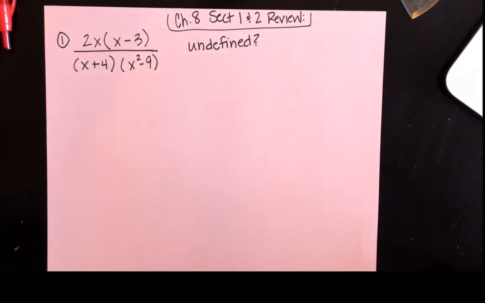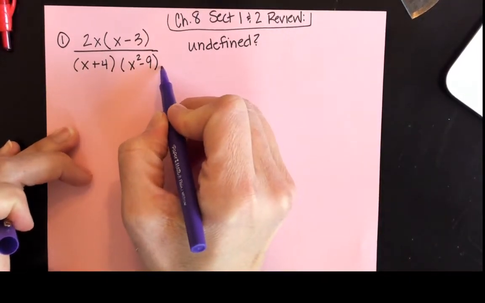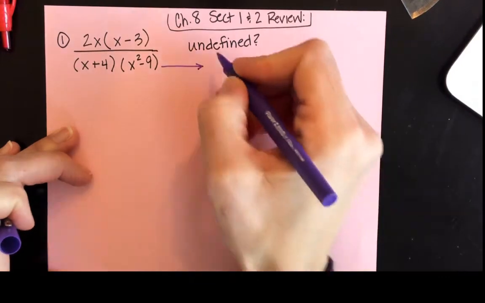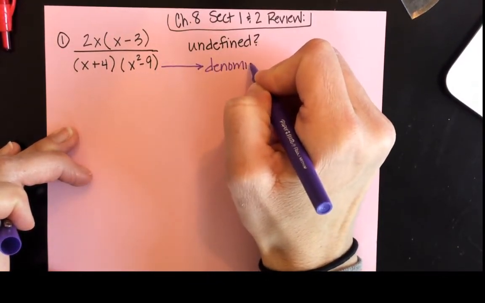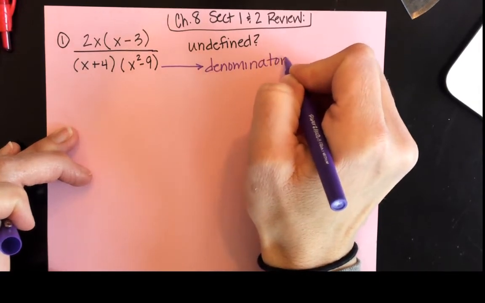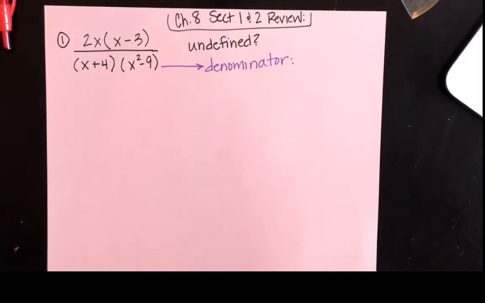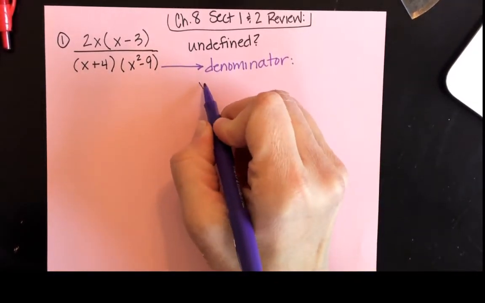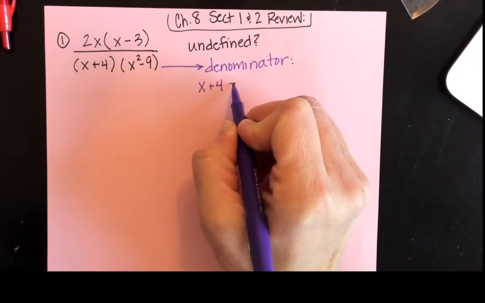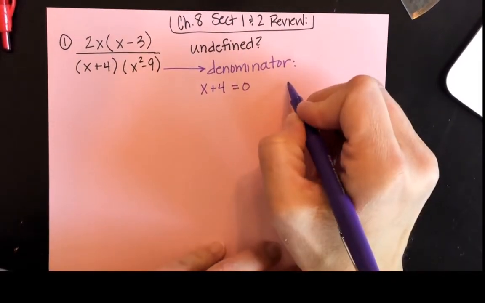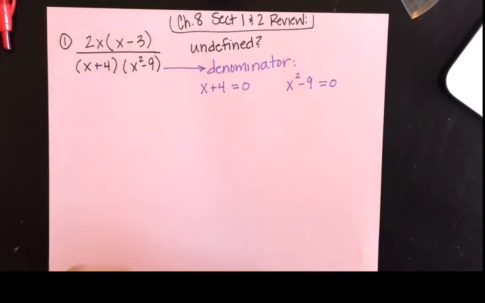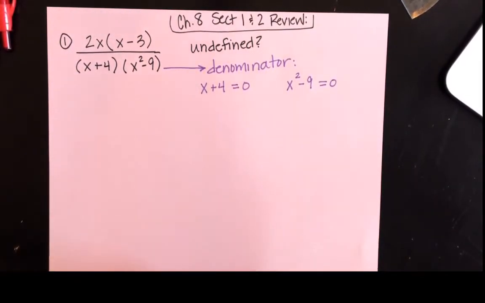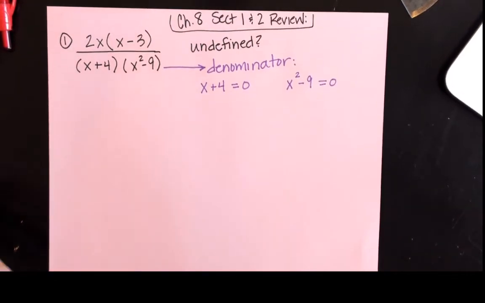So let's take a look at a couple ways that we can do this. We are only worried about the denominator. Whatever happens in the numerator can be, but we need to worry about our denominator. So we want to take where x plus 4 equals 0, and we want to take into account where x squared minus 9 equals 0. And as long as we know where those equal 0, that's what it's not allowed to be.